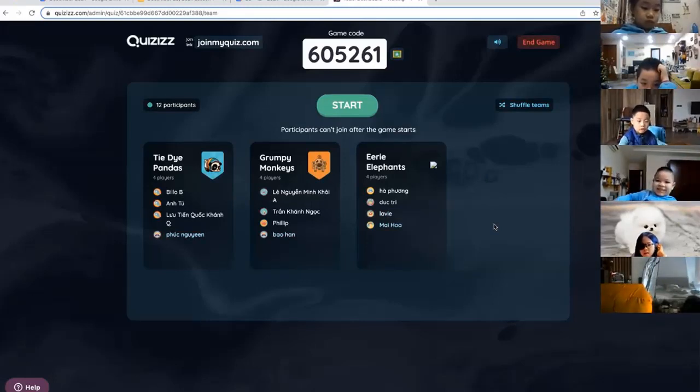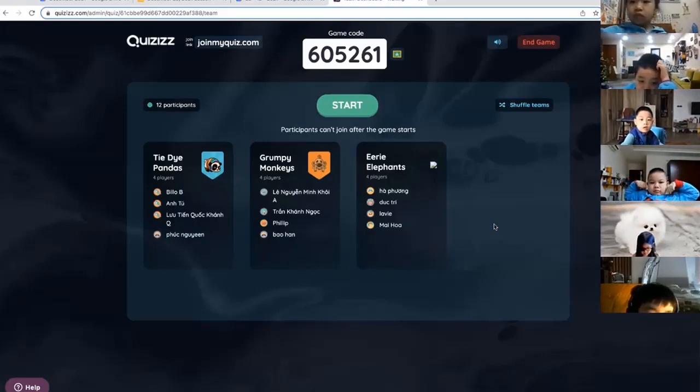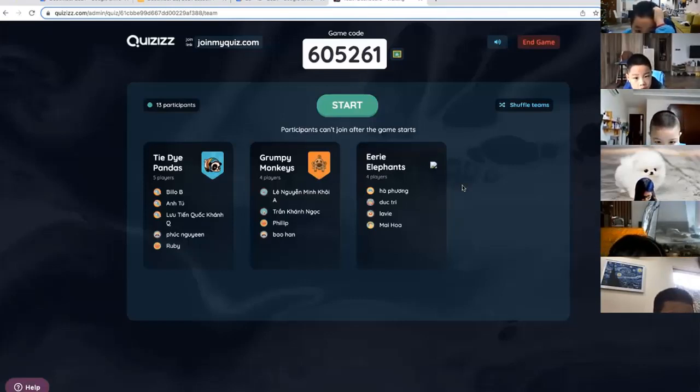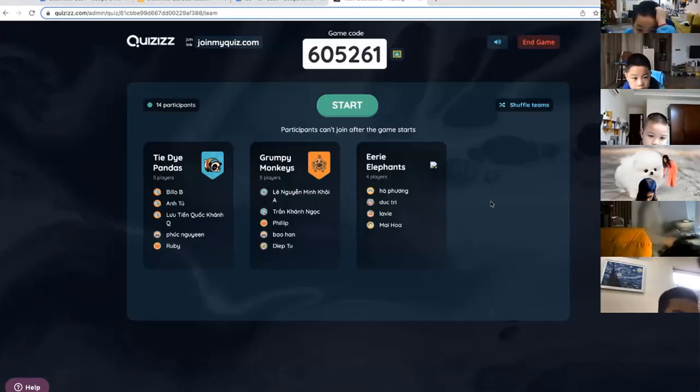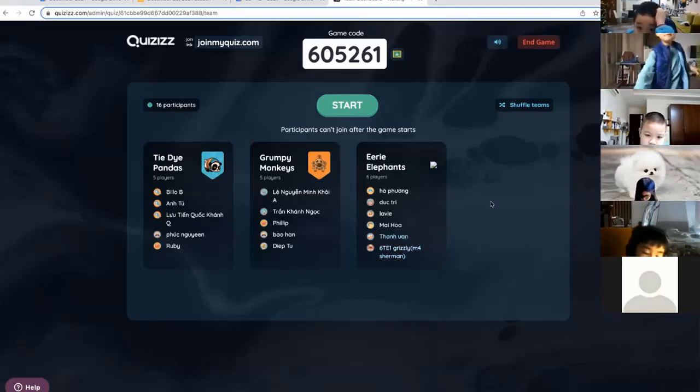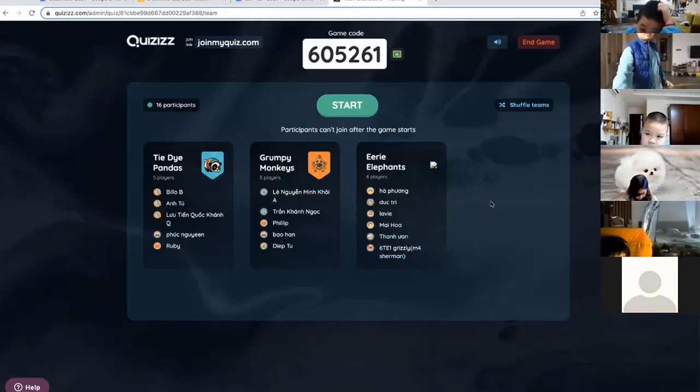Yes. And Tie-Dye Pandas, there are three same avatars. I see. Yeah, this one didn't load in. The Eerie Elephants didn't load in yet. All right, let's have 1 more minute to join and then we are getting started. So let's click the link in the chat to join. If you're not able to join the game, I will put the questions up on the screen so you can follow along with the questions.